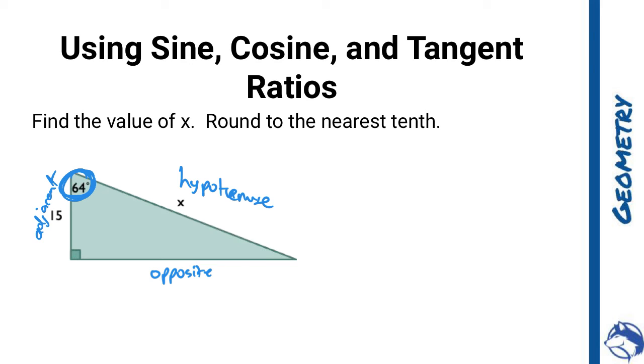So in this scenario, I've got my hypotenuse and my adjacent. Well, if I look at SOHCAHTOA, the only one that has the adjacent and the hypotenuse is my cosine. So I would do the cosine of my angle, which is 64, is equal to my adjacent, which is 5. Oh, sorry, I think it might be 15. I think I covered it up. Yep, it's 15.